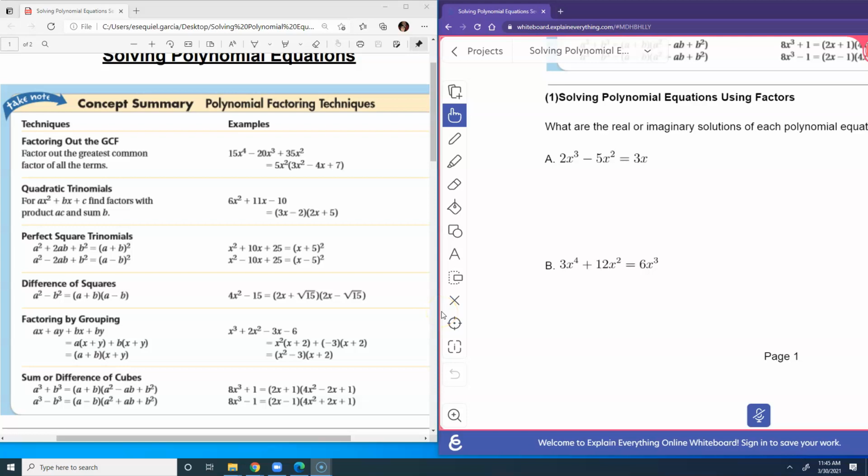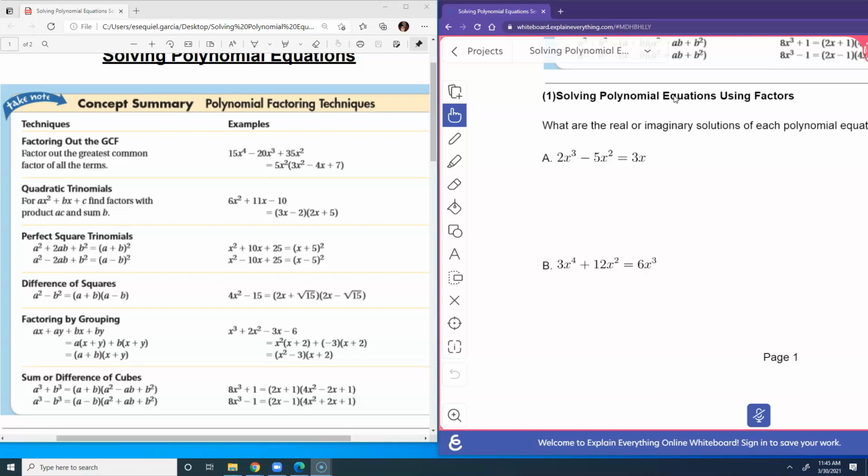In order for me to solve polynomials, I'm going to refer to all the different types of ways we can factor. The first one is factoring the greatest common factor. The next one is quadratic trinomials using the factor sum method. The next ones are perfect square trinomials, difference of squares, factor by grouping, and then sum and difference of cubes. So when you take the exam, I'm going to provide you this formula sheet.